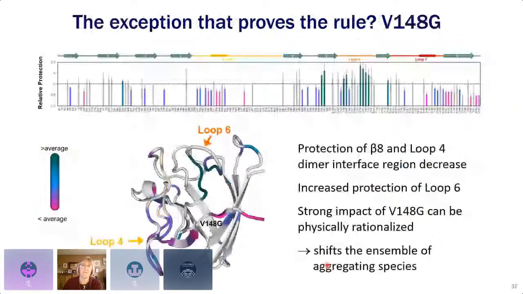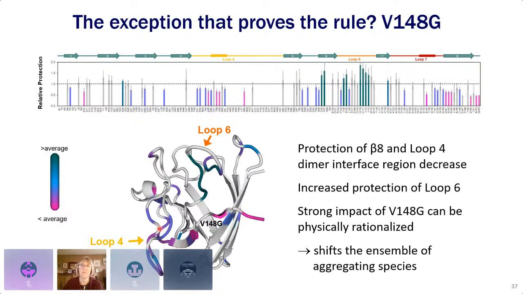Okay, we actually think there are multiple aggregation-prone regions. So now it's interesting to also look at the mutant that didn't follow the general trend, which is V148G. This mutation is in the final beta strand, and it turns out that its aggregation compared to the average, which is the dashed line, is changed. In particular, the C terminus exchanges more readily, and loop 4 exchanges more readily.